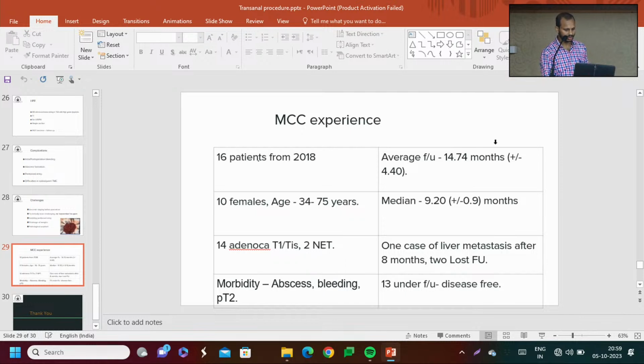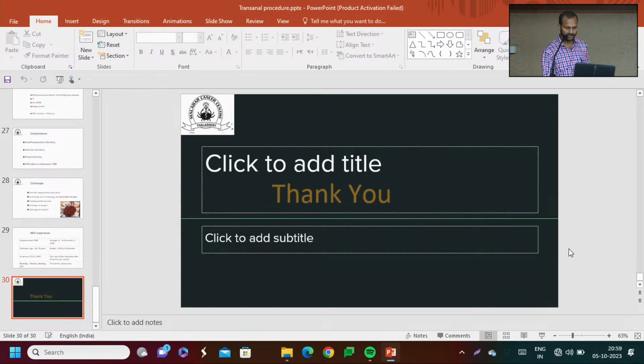The duration of follow-up is very low. So it's too premature to talk about any survival or local recurrence at this stage. Maybe after 2 or 3 years; at least 5 years of follow-up is recommended to talk about survival or local recurrence in such cases. One of the 16 patients in our series had a liver metastasis later, after 8 months, and 2 patients were lost to follow-up. The remaining 13 patients are still under our follow-up, and they are disease-free. Thank you.